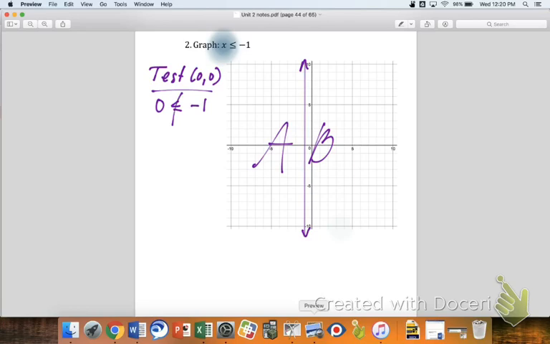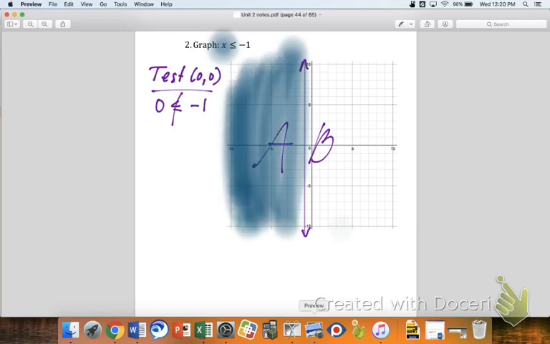Therefore, I tested out region B, essentially, and region B didn't work out. So it had better be region A. So I will shade over there. And any number that I test out from that region should create truth in my inequality. So solid line, shading on the left this time.